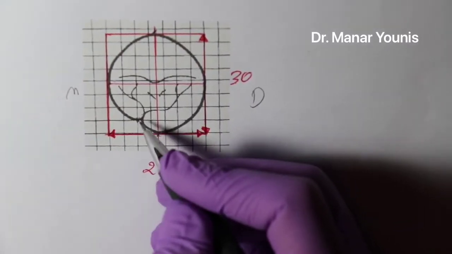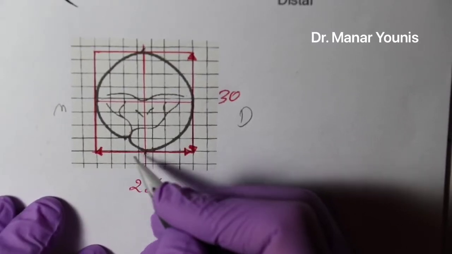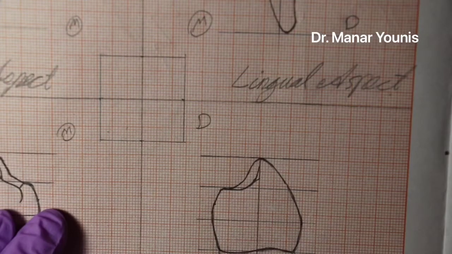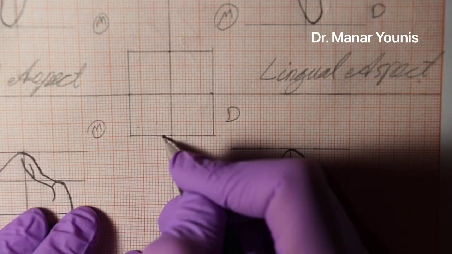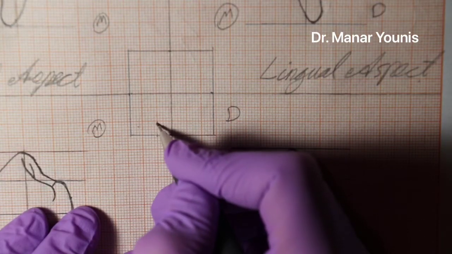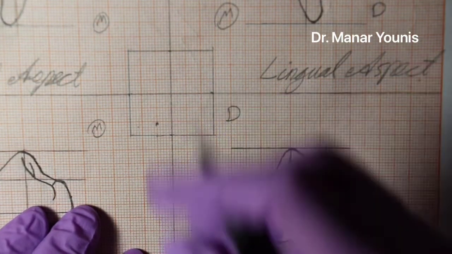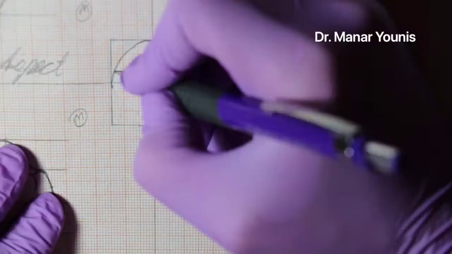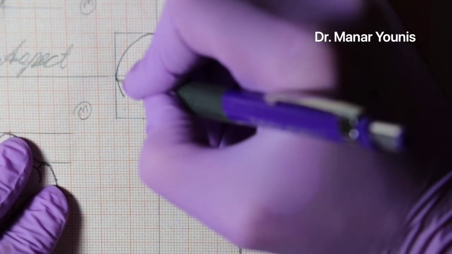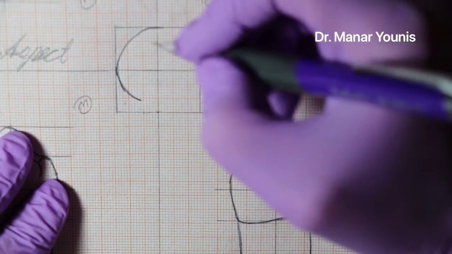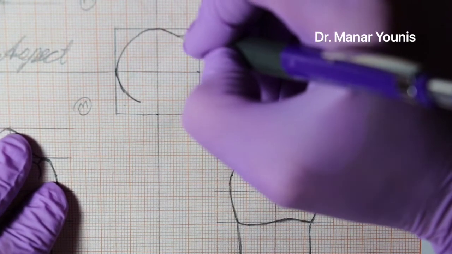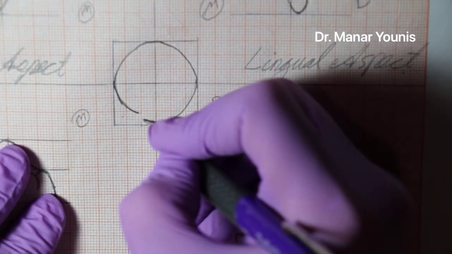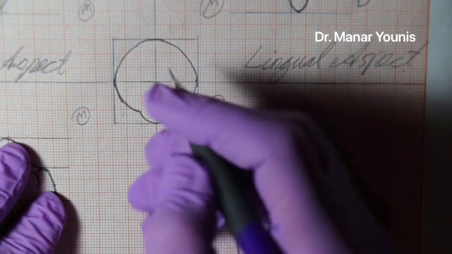I can mark the position of the mesiolingual groove about 5 mm mesial to the midline and 4 mm up toward the buccal. So I mark the position of the mesiolingual groove. I will go 5 mm mesially and 4 mm up. This will be the position of the mesiolingual groove. Then I will draw the outline according to the description. This will be the position of the mesiolingual groove.